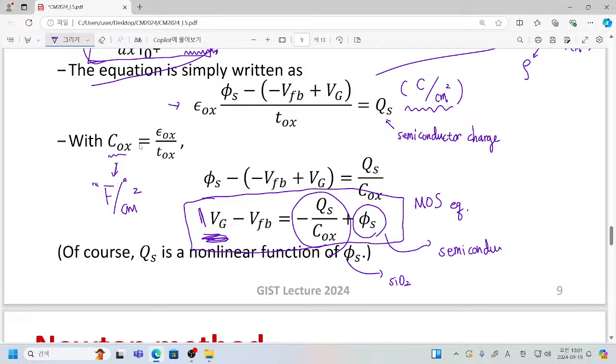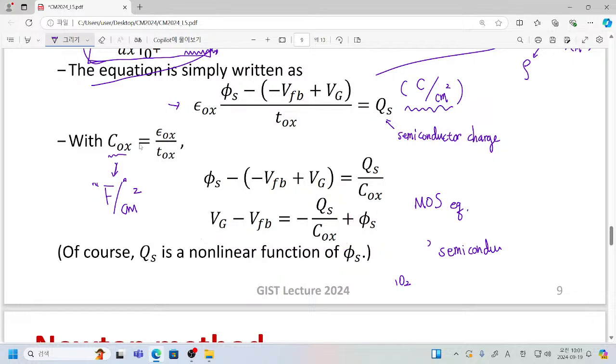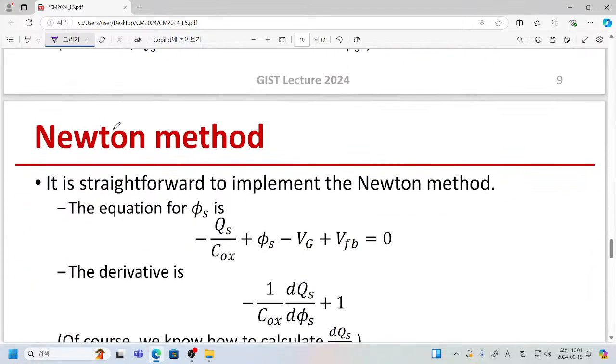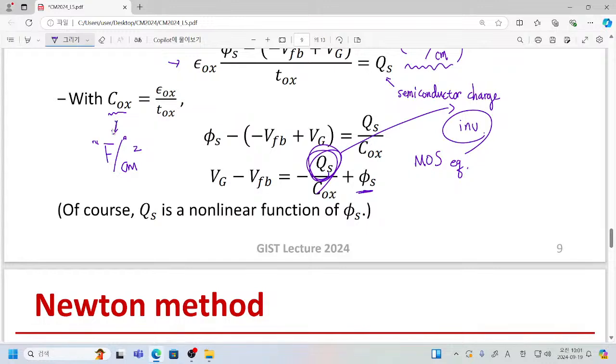So by solving this MOS equation, you can get the surface potential phi sub s, and from this phi sub s you can always calculate the surface charge, the semiconductor charge, and from this semiconductor charge you can also estimate the inversion charge, which will be used for your transport purpose.